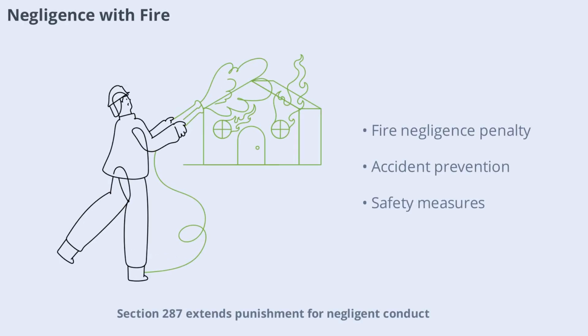Section 287 extends punishment for negligent conduct with respect to fire or combustible matter. Careless handling of fire can lead to accidents, injuries, or property damage. The law encourages vigilance and responsibility, ensuring that individuals take necessary precautions to prevent harm. This section is vital for public safety, especially in densely populated areas.